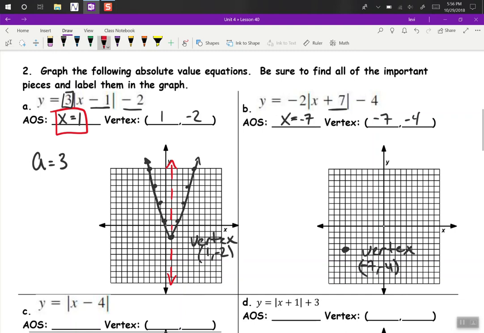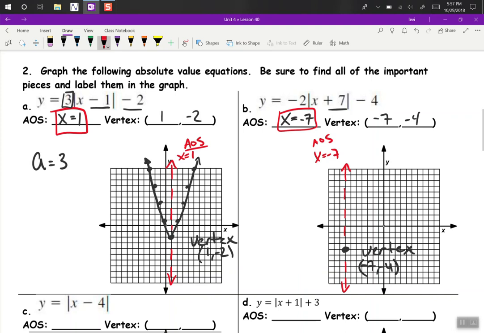I should label this. This is our AOS. AOS is X equals, I'm going back to the other problem, X equals 1, just so we're labeling stuff. Vertex, axis of symmetry. Here our axis of symmetry is X equals negative 7, our AOS, right there.